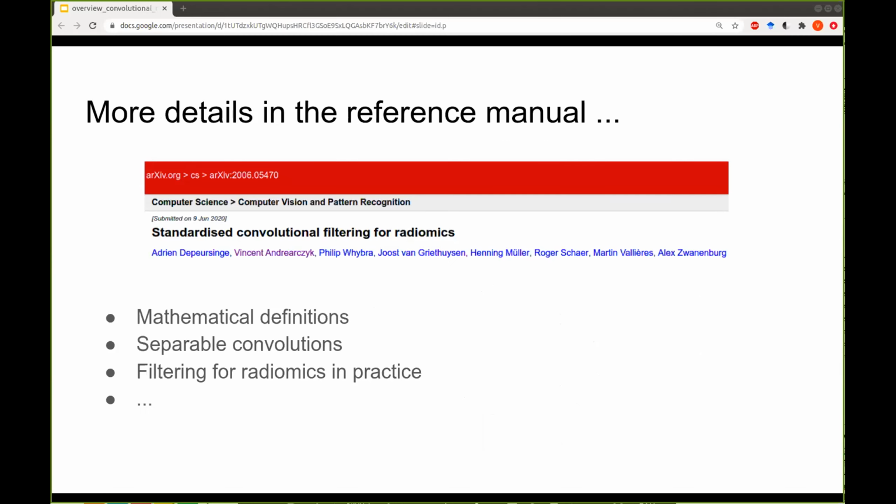So that's all for this overview of convolutional filtering. Many more details are available in the reference manual available on arXiv. For example, we have mathematical definitions of the convolution, of the filters, etc. We talk about separable convolutions that I didn't mention, and we give filtering radiomics in practice, including resampling and discretizations.